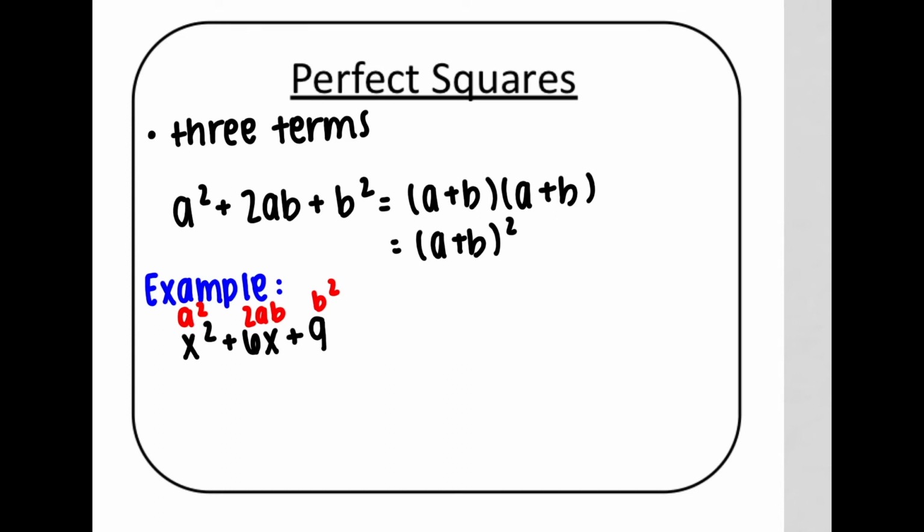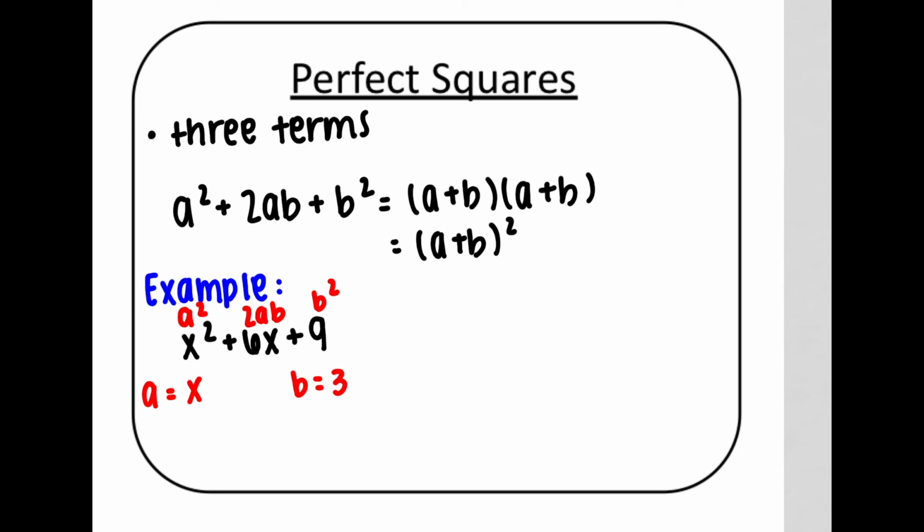So a squared is equal to x squared. So that means a, if I wanted to find it, I have to take the square root of x squared, which would give me x. X times x gives you x squared. I'm not going to worry about the 6x because we're going to check that part in a minute. But I am going to look for b. So I have to take the square root of 9. So what number times itself gives you 9? And it's 3.